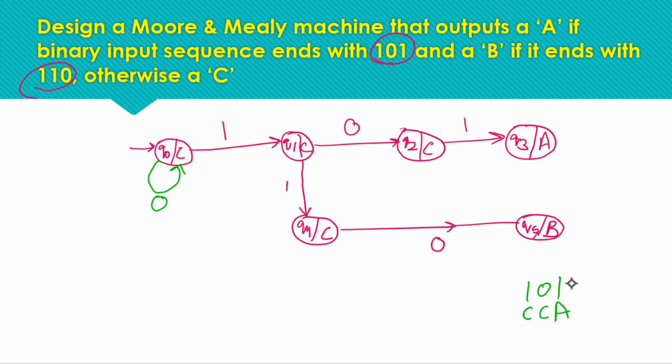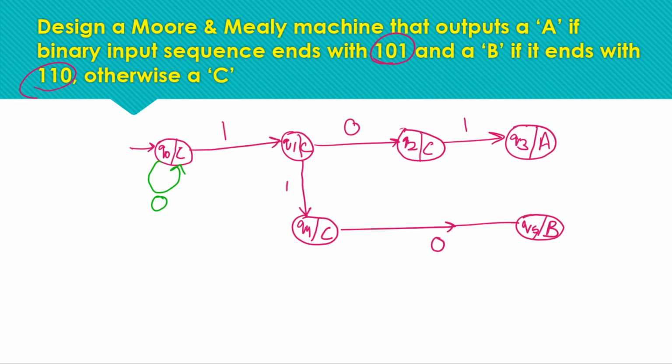And if the pattern turns to 110, now we have 10, then the output will be b. So we have to think according to this scheme: as the string ends with 110, the last symbol must be b, and if the string ends with 101, the last symbol must be a. If the string has any other pattern, for example here if we have 0, then the output is c, because the string is not ending with either pattern, so we have to output c here.